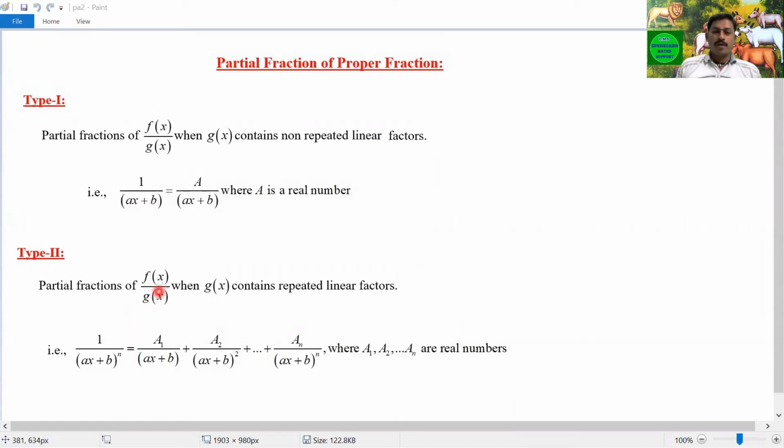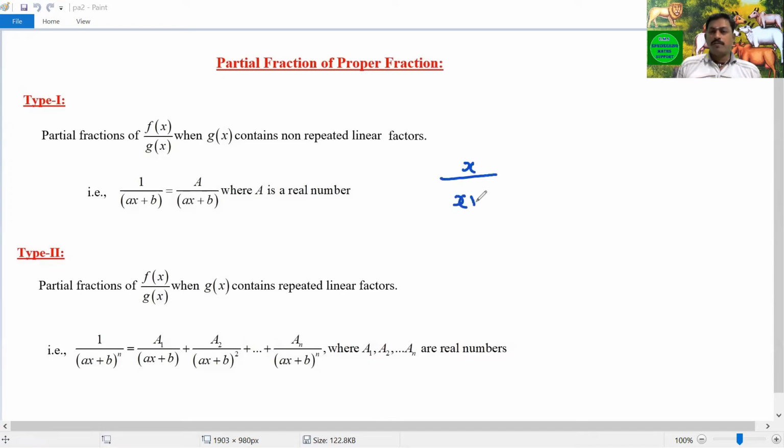Type 2. Partial fractions of f of x divided by g of x when g of x contains repeated linear factors, that is, 1 by ax plus b whole power n equals a1 divided by ax plus b plus a2 divided by ax plus b the whole square plus etc plus an divided by ax plus b whole power n, where a1, a2, etc., an are real numbers.